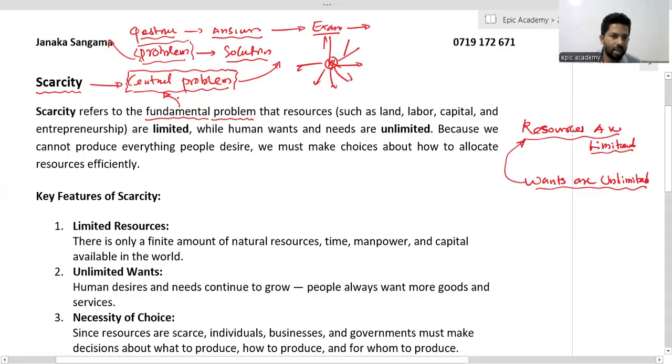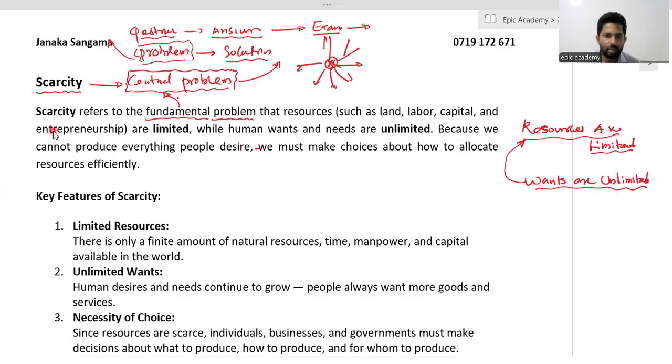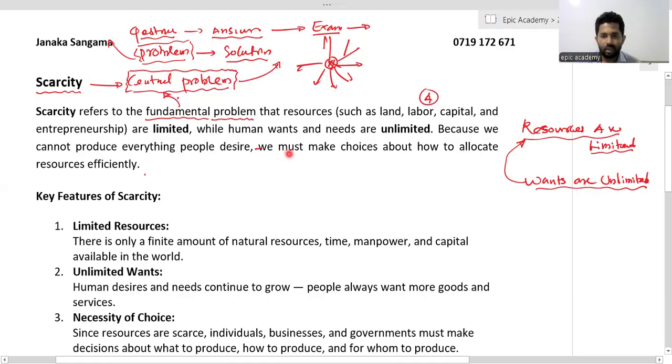That is why I say the fundamental problem is that resources are limited. What kind of resources? Such as land, labor, capital, and entrepreneurship. Those are the main four economic resources. We will discuss all those one by one by using examples. Don't worry about that.